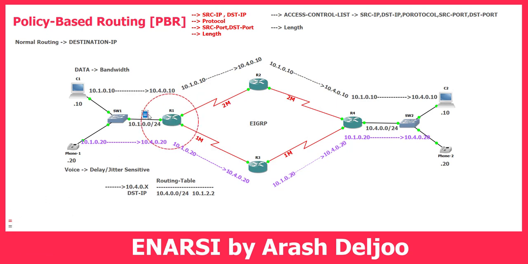Because when traffic is entering from this interface, I want to divide them. First, we should classify the traffic. Some of them should go from other places. Don't forget that when we are talking about the policy, the policy is working first. If the traffic doesn't match the policy, it is going to the normal routing table.